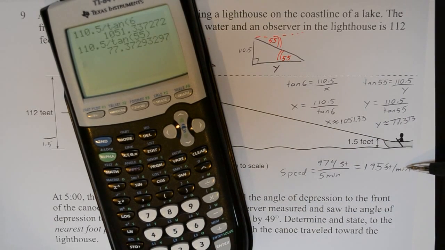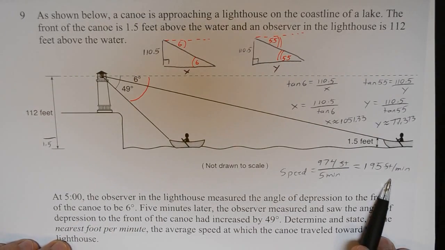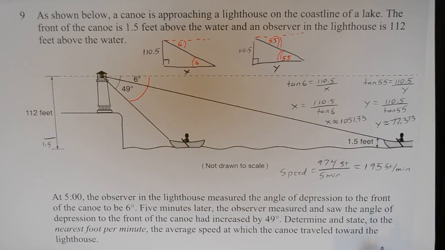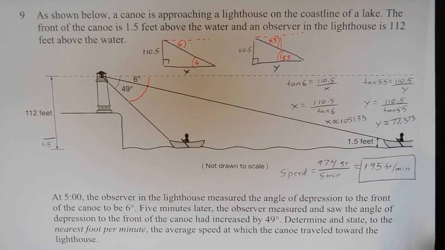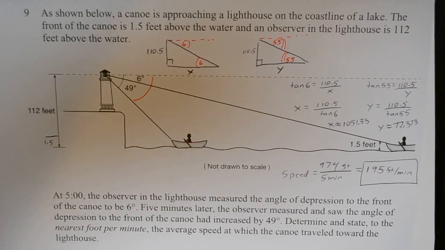That is a staggeringly fast amount of speed, I think, for a rowboat. I don't know. I guess it's per minute. I guess you go 200 feet in a minute. Maybe I'm thinking per second. So actually, I guess that's not so bad. So there's our answer there, 195 feet per minute. And that's the average speed at which the canoe traveled towards the lighthouse. In another 2 years, when you take calculus, you could work on the instantaneous rate of speed. But that's a story for another time.